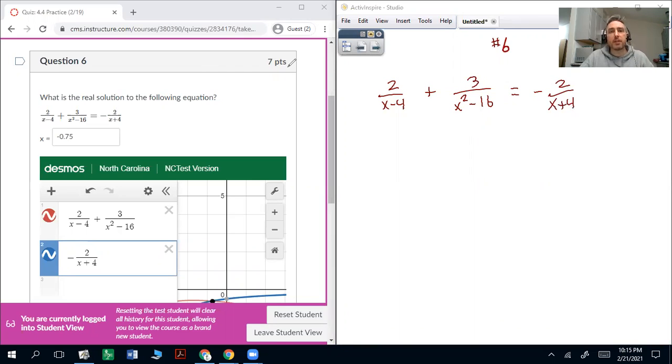So I'm going to factor the x squared minus 16. That's a difference of 2 squares. So that's going to be x plus 4, x minus 4. We're just going to rewrite that like that. My LCD is x plus 4, x minus 4. So we're going to write that on the numerator. Let's use that in black.